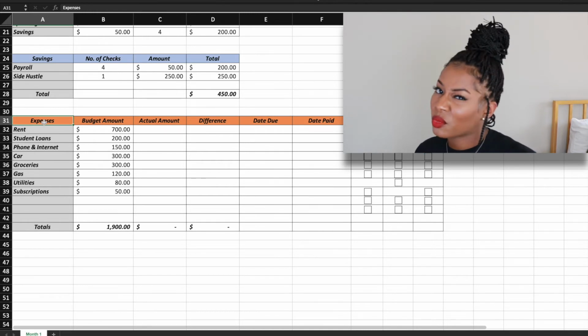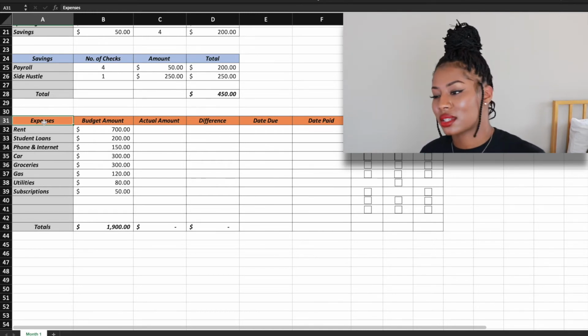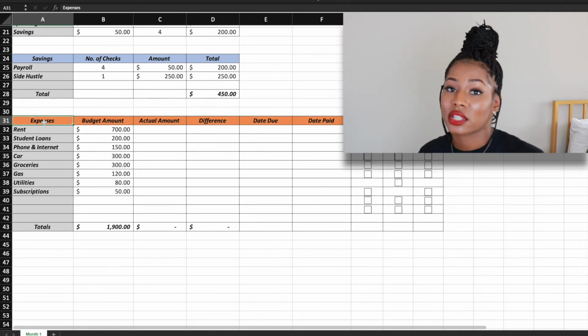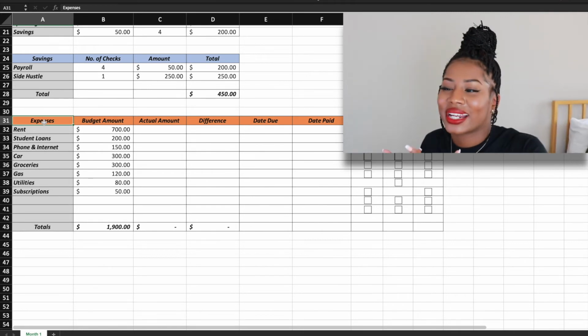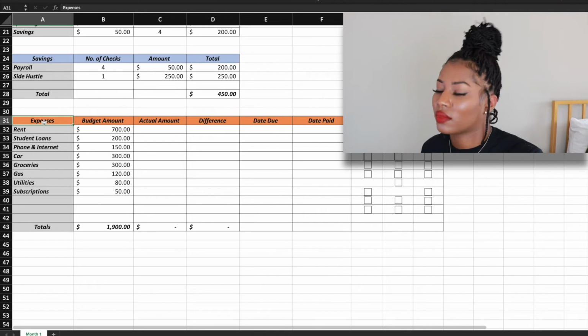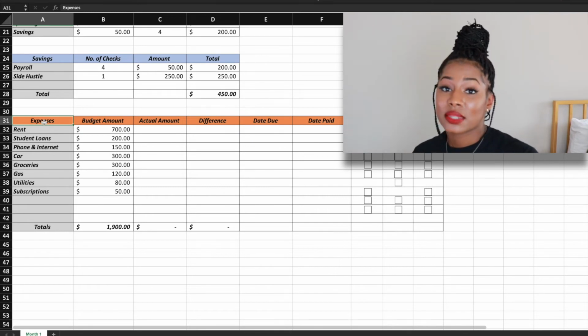If your money is a little more tight, you definitely don't have to round as much as I did, but to be on the safe side, I do like to over budget, so that way her account won't be on zero at the end of the month. Now boom, her expenses total to roughly $1,900 a month based on the roundings that I did.